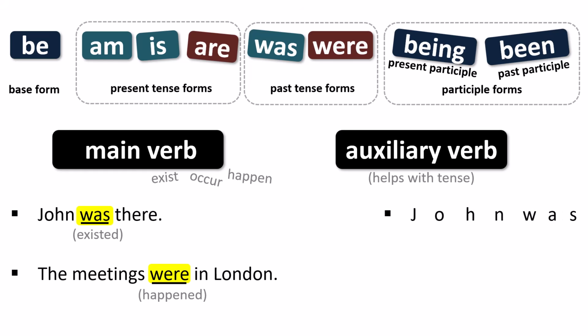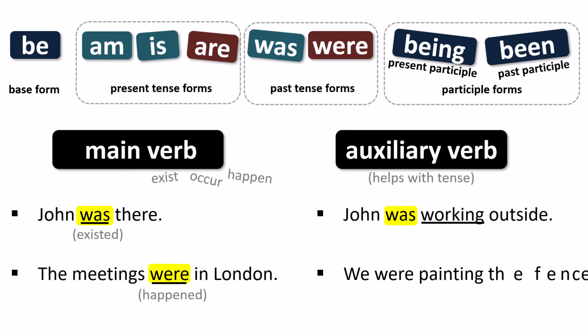Now let's look at the verb to be as an auxiliary verb. John was working outside. Here is our verb to be, but this time it is not the main verb. It is just helping with the tense of the main verb. The main verb is working. The main verb is the verb which gives you the meaning. We were painting the fence. Were is our verb to be. Painting is the main verb, the verb that gives us the meaning. Okay, this is what we mean by main verb and auxiliary verb.